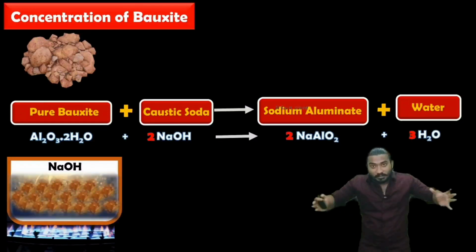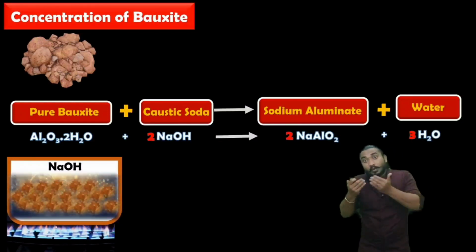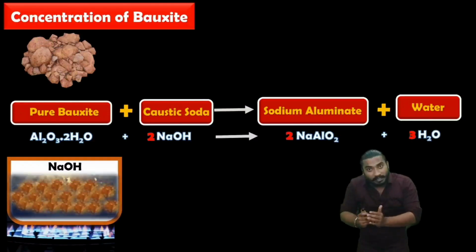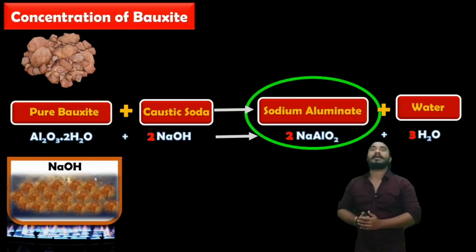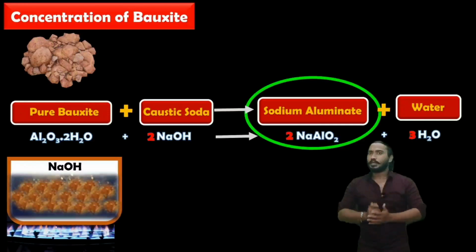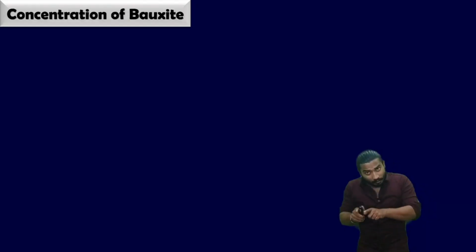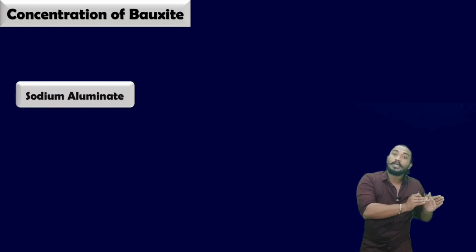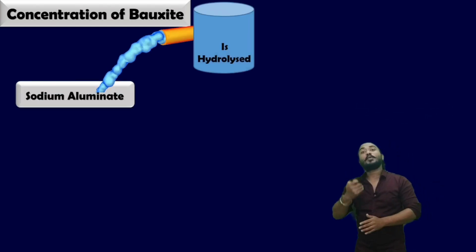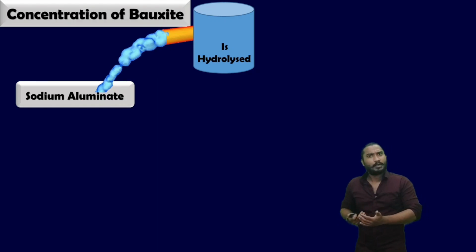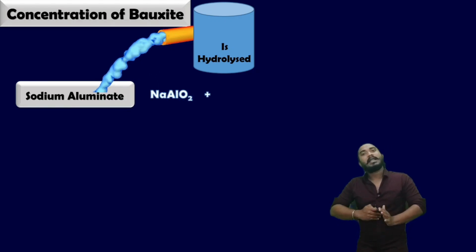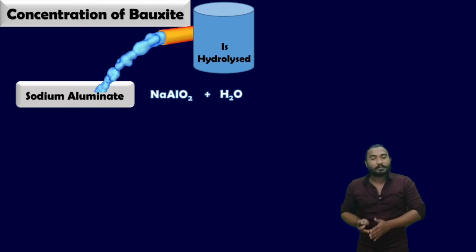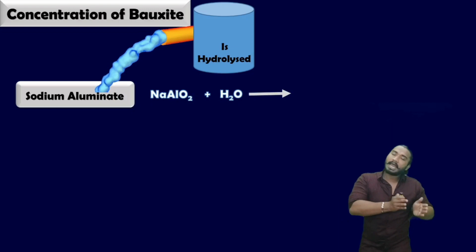In such a big process we forget what we were doing. We were about to extract aluminium, and aluminium is present in sodium aluminate. So let us focus on this sodium aluminate, with formula NaAlO2, which is further hydrolyzed. Children, when I say hydrolyzed, that means it is added to water. That means the reaction takes place between sodium aluminate and water.